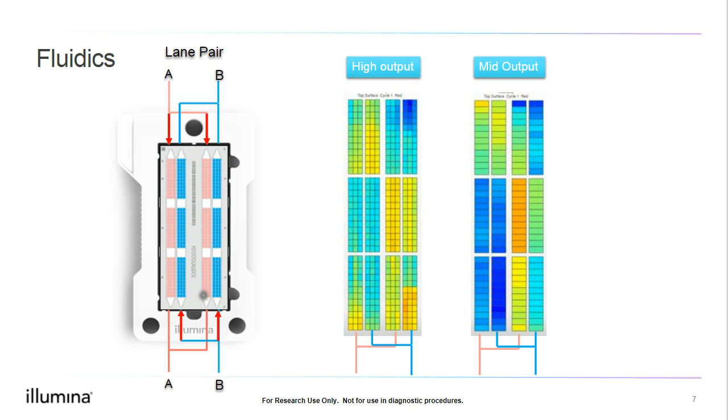The direction of fluid flow for the 2 sets of lane pairs is different. For lane pair A, the inlet is at the top and the outlet is at the bottom. And for lane pair B, the inlet is at the bottom and the outlet is at the top. The pictures in the middle and right indicate the same lane pairs in both a high output and mid output flow cell, with the 2 lane pairs corresponding in pink and blue.